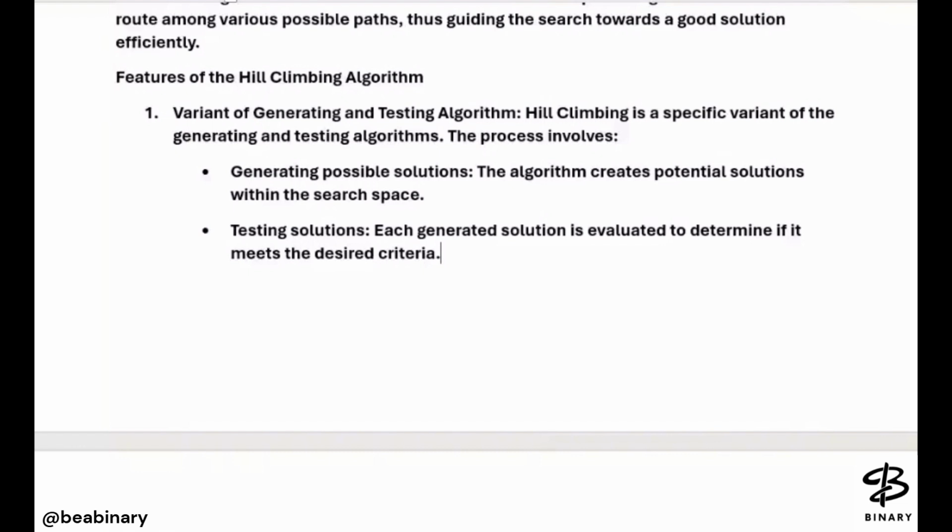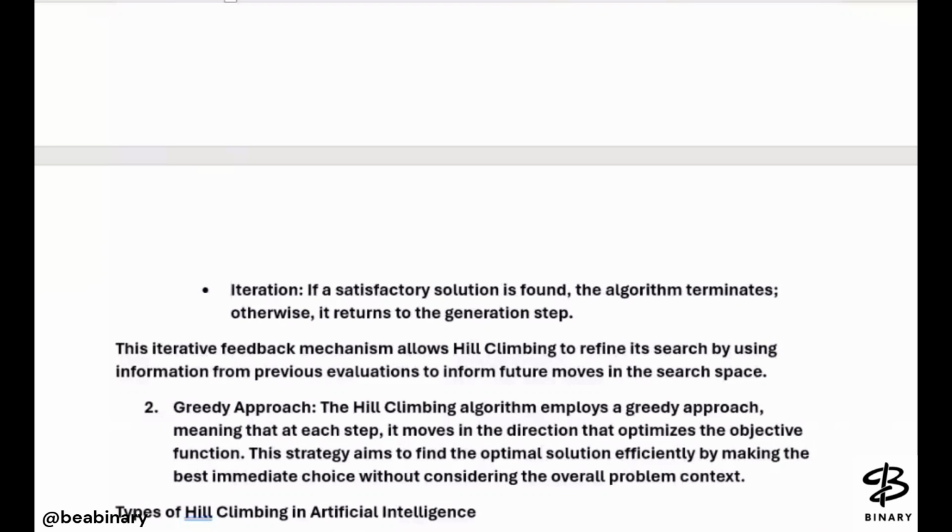If a satisfactory solution is found, the algorithm terminates. Otherwise, it returns to the generation step. So this iterative feedback mechanism allows hill climbing to refine its search by using the information from the previous evaluation to inform future moves in the search space. So simply, if a particular solution has been found for a particular problem, we will move to another possible solution of that problem, right?